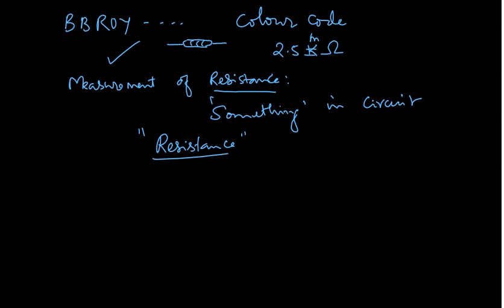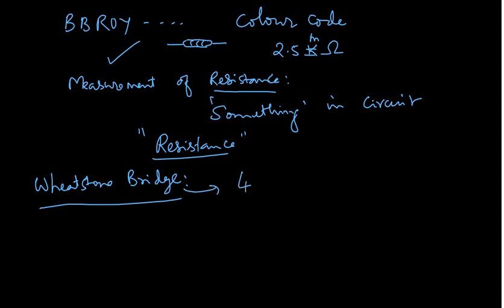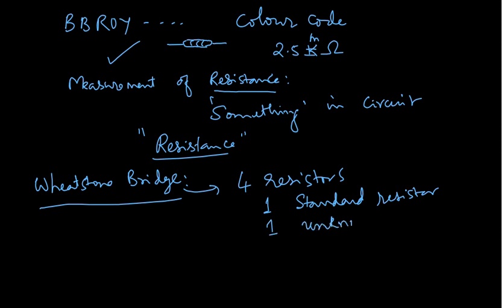For that purpose, there is a device called a Wheatstone bridge. So in this bridge there are totally 4 resistors. One resistor is a standard resistor and one of them is the unknown resistance. That means this is what we need to find.